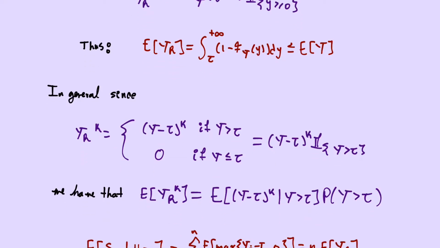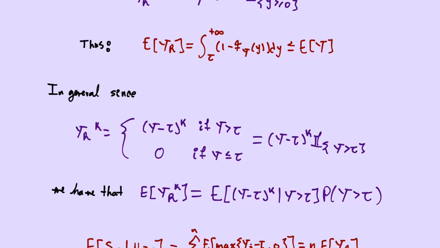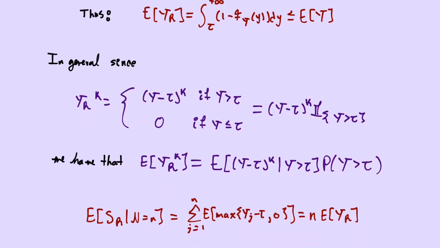Of course, k is positive. We are not interested in the 0 moment or something like that. We are interested in positive integer moments. So this will be 0, there is no problem, in the case when Y is less or equal than tau, and you can rewrite this as this expression times the indicator function of this event, because if this event holds, then this indicator function will get the value of 1.